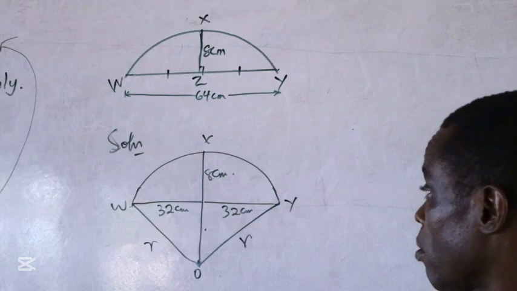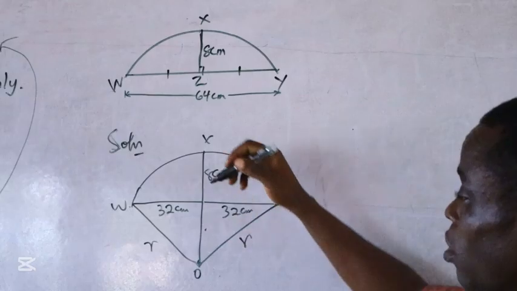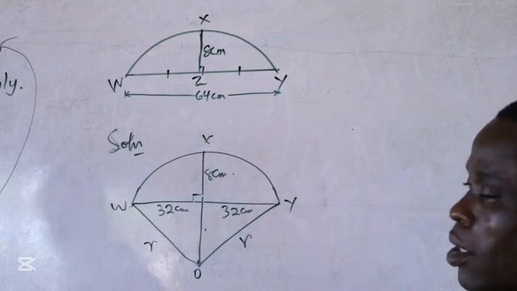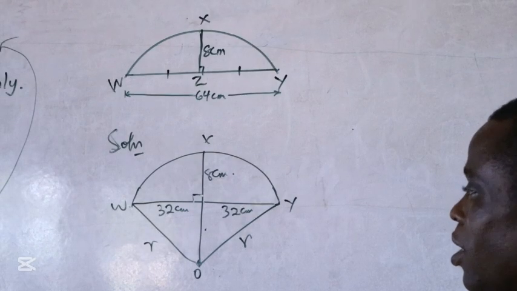R squared minus 32 squared. That's Pythagoras rule, abi? No. I don't want you to do that. This is what? R plus 8.